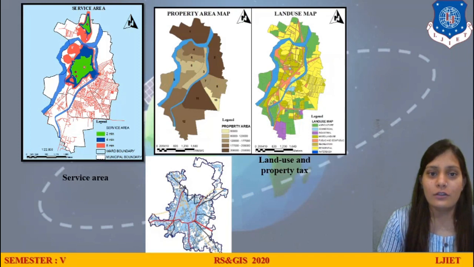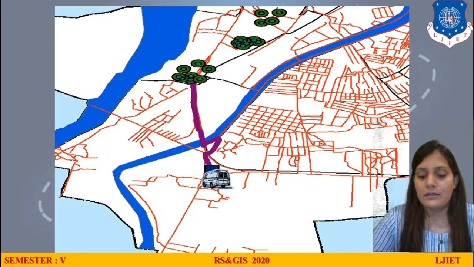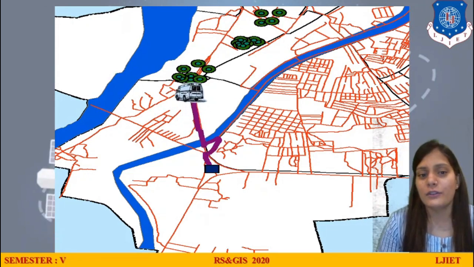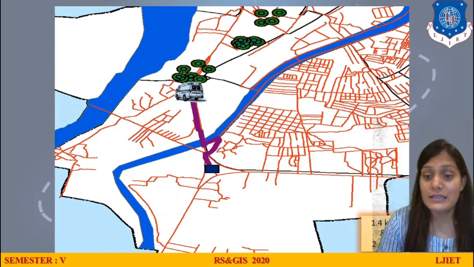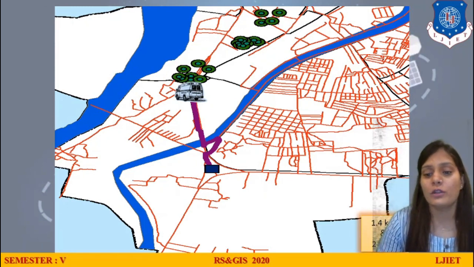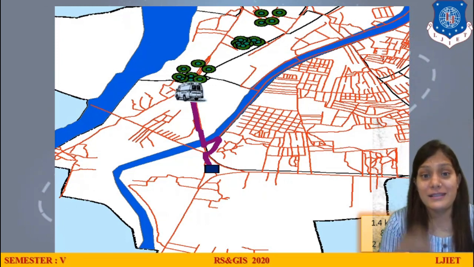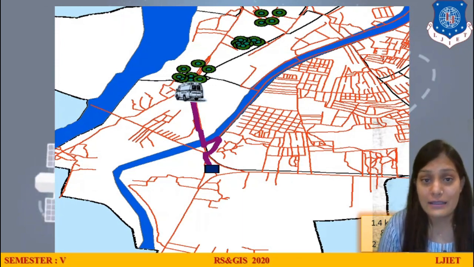Next, I would like to draw your attention here. You can see that I have shown the shortest path that I can find. This can also be used for solid waste management trucks, and even for the ambulance system. You can see that 1.4 kilometers and 2 minutes it will take to reach this destination. This can be done in GIS, and it is the best example of GIS, that is network analysis.